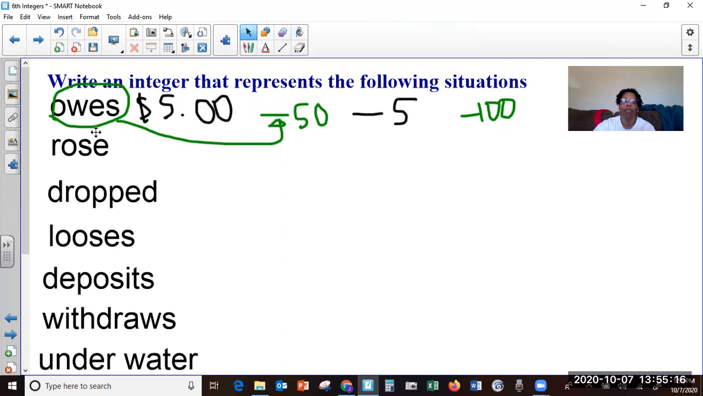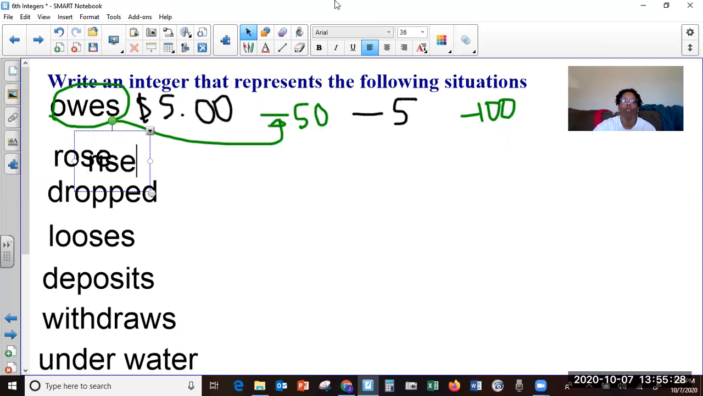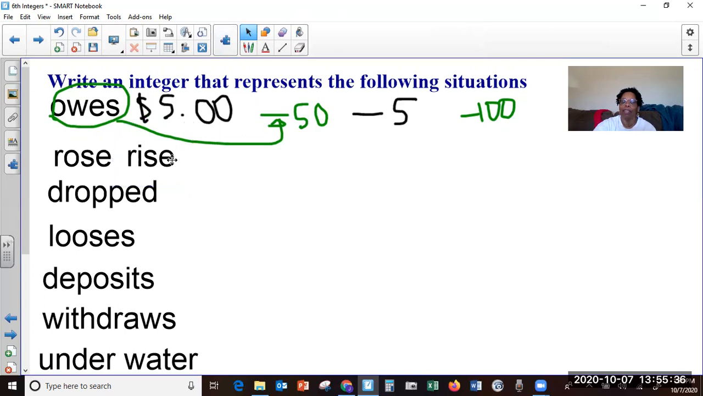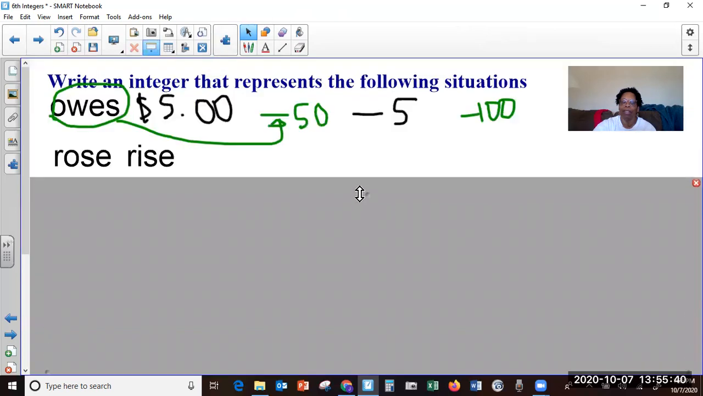All right. How about the word rose? What does rose mean? It's really the past tense of the word rise, like you rise up. Is that positive or negative, do you think? Rose, rise, is positive or is it negative? That is right, it goes up. So because it goes up, it's positive.